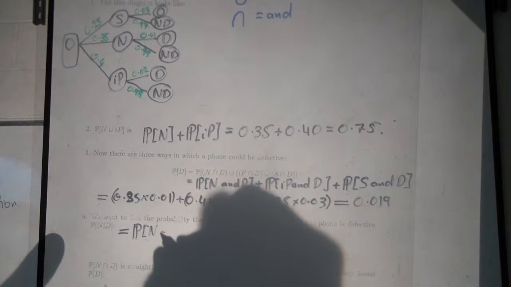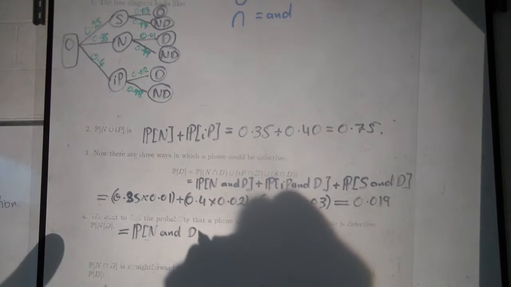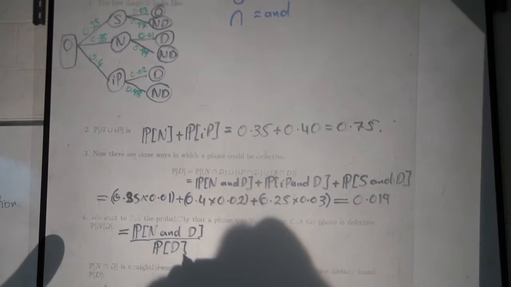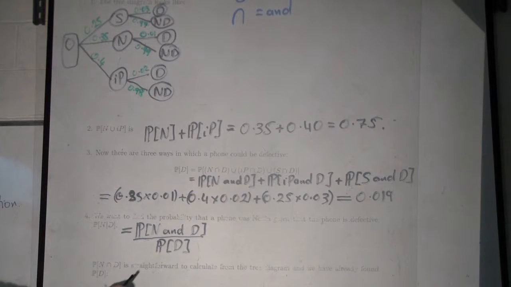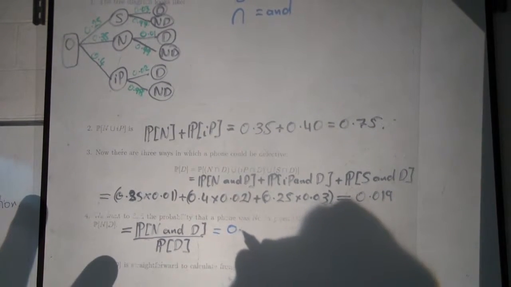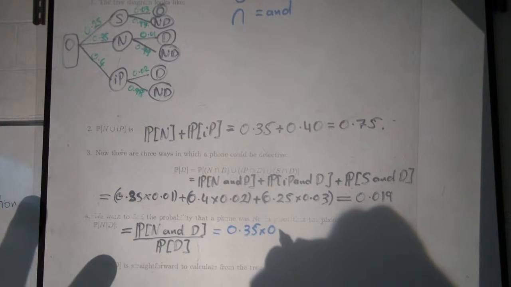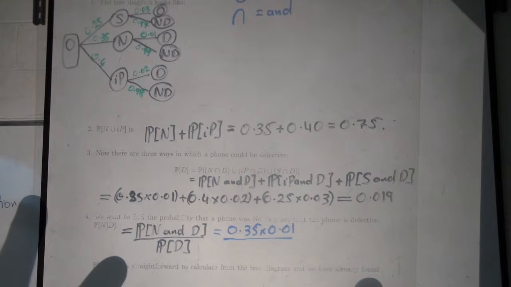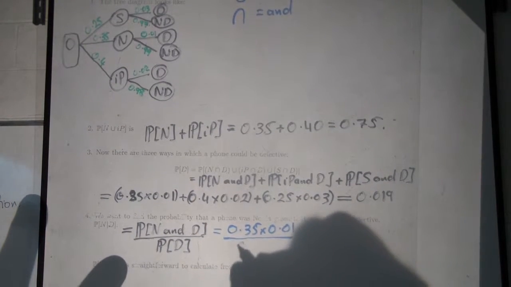This is the probability of a Nokia and defective divided by the probability of defective. Now this is the hardest part of the question, although I will say the bottom of this usually will be calculated in the previous part. What's the probability of Nokia and defective? How do we find that? 0.35 by 0.01. Spot on. Now what's the probability of a defective phone? 0.019. Spot on.